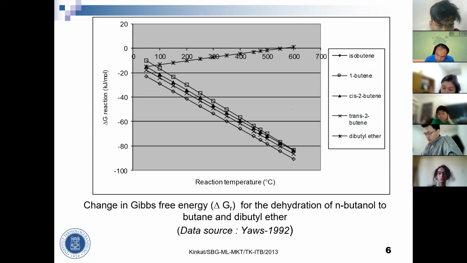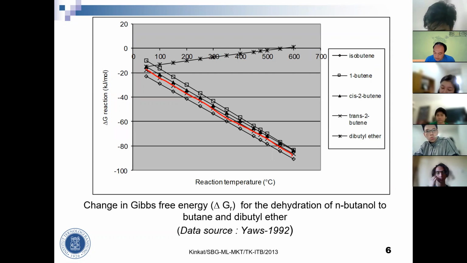Gitu ya, the data of delta G reaction as a function of temperature. Which one is our product? Let's say our desired product is this. Gitu ya. From the thermodynamic evaluation, we can evaluate at what condition, at what temperature the reaction should be done in order to get more dibutyl ether than the others. It's just an example. Gitu. Jadi kita bisa memanfaatkan thermodynamic evaluation to determine the condition of the reaction. Gitu ya, misalkan seperti itu.